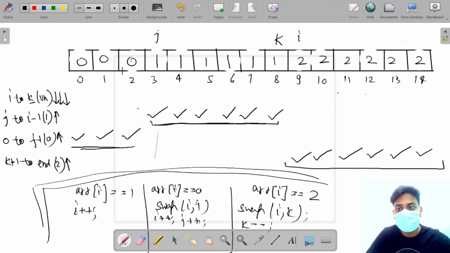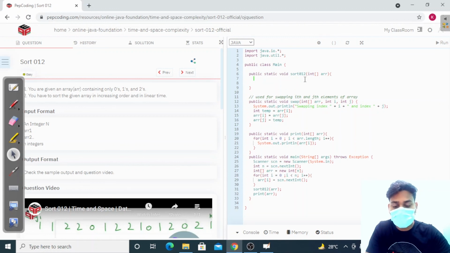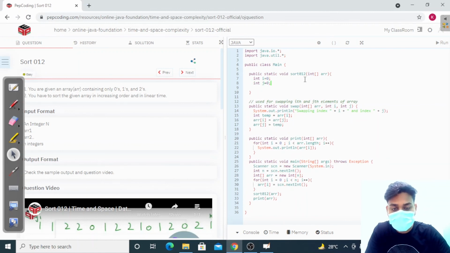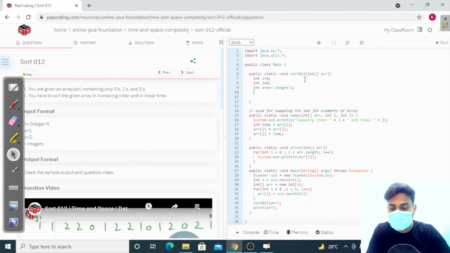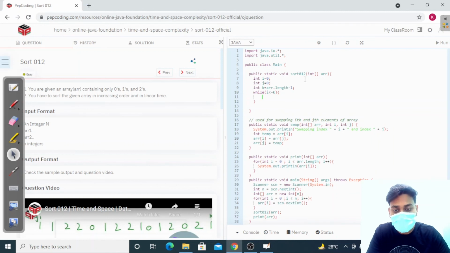So let me write the code. Hope you will understand it clearly after watching the code. So initially what we have to do, we have to take three variables: I, which is initially at 0, and J also initially at 0. And we have to take one more variable K, which is initially at the last, arr dot length minus 1. So what will be the condition? While I is less than or equal to K, because if I crosses K, it means the whole array is sorted, no element in the unknown region is present.